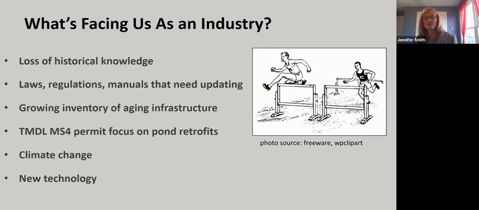So what is facing us as an industry? What hurdles do we have to overcome? Clearly, climate change is an issue facing us, but what other things must we consider that put additional pressure on us to make this work? There's a loss of historical knowledge, the laws and regulations and manuals that need updating. We have a growing industry of aging infrastructure. There's a tremendous focus on pond retrofits as our MS4 permittees work to achieve impervious acre restoration. Again, climate change, changes to the amount of and intensity of rainfall, and the impact it has on conveyance. All of these hurdles will require collaboration and teamwork.